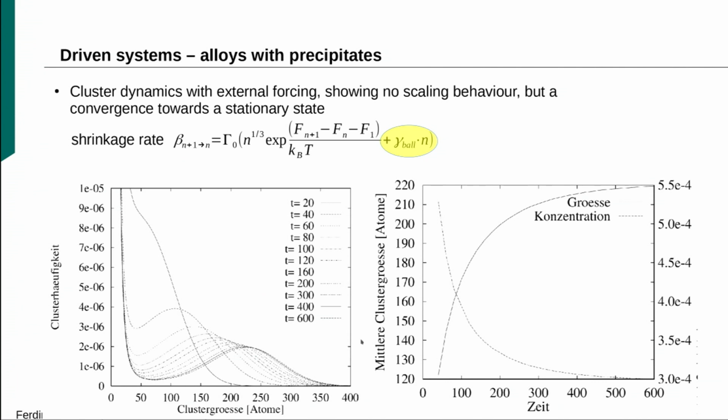Here, that's in German, sorry for that. You see the average size here, the solid line, which seems to go to a stationary value here, and the precipitated volume fraction goes down here continuously.